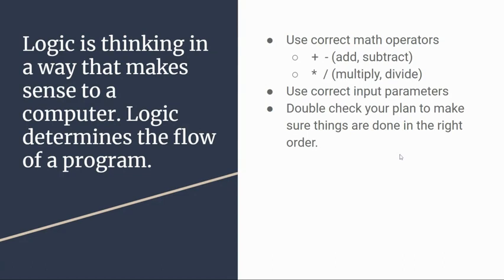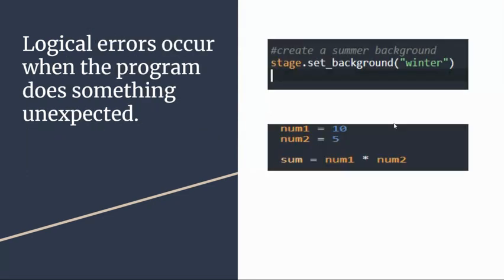Logic is thinking in a way that makes sense to a computer. It determines the flow of a program. So you want to make sure that you are following your algorithm and doing things correctly so that you do not get any logical errors. So for instance, if you're doing math operations, you want to make sure that you're using the correct symbols. You wouldn't want to use a multiplication symbol like this when you're trying to add two numbers together. You want to make sure you use the correct input parameters, and you always want to double check your plan or your algorithm to make sure you're following the steps correctly.